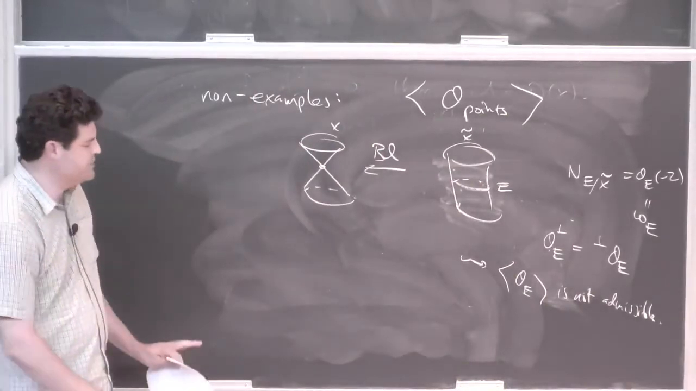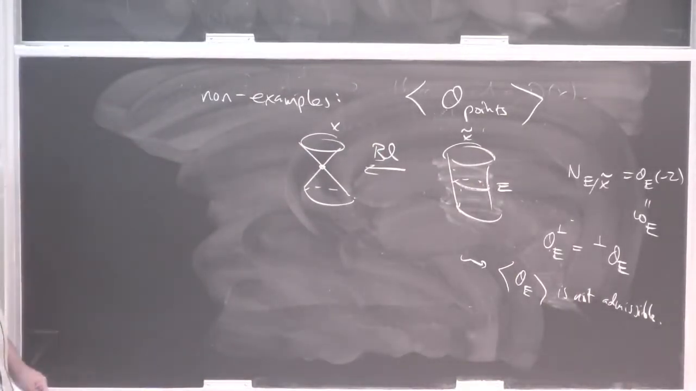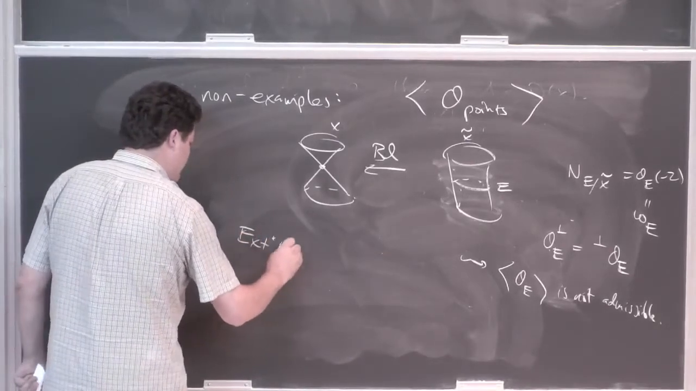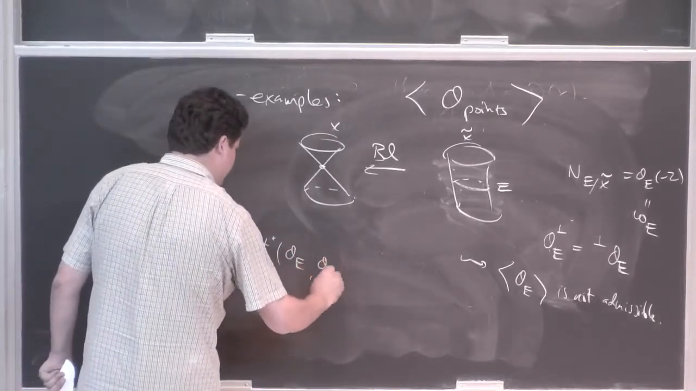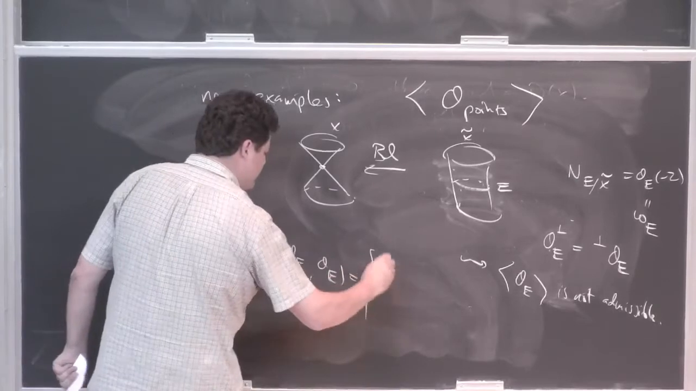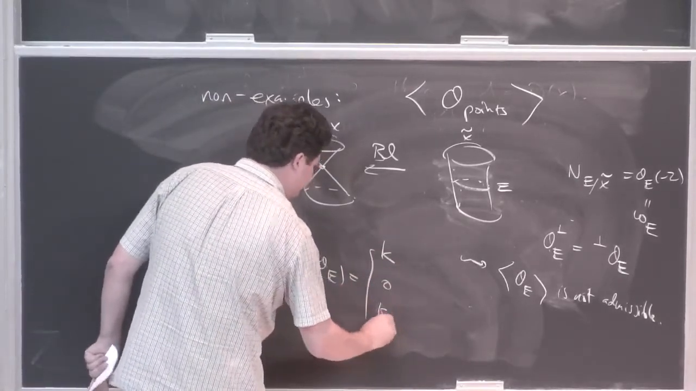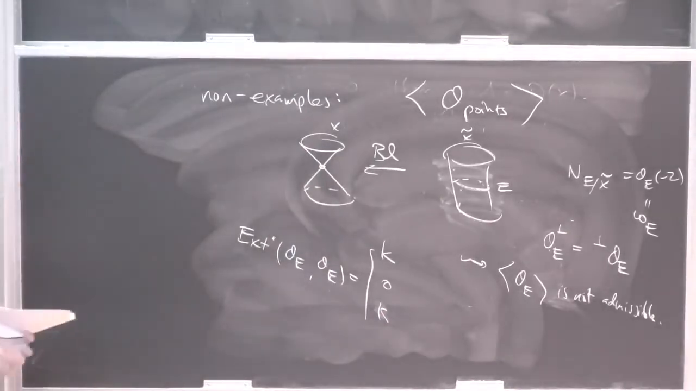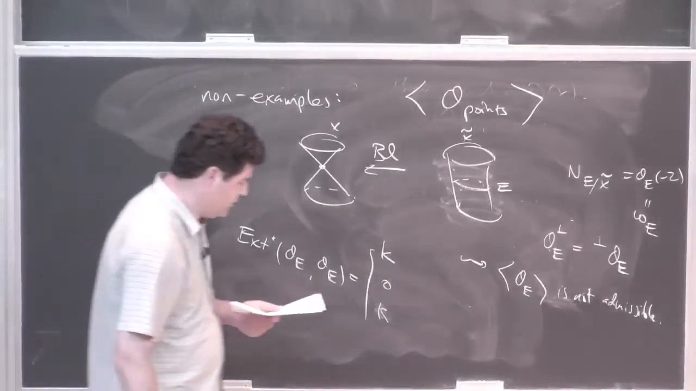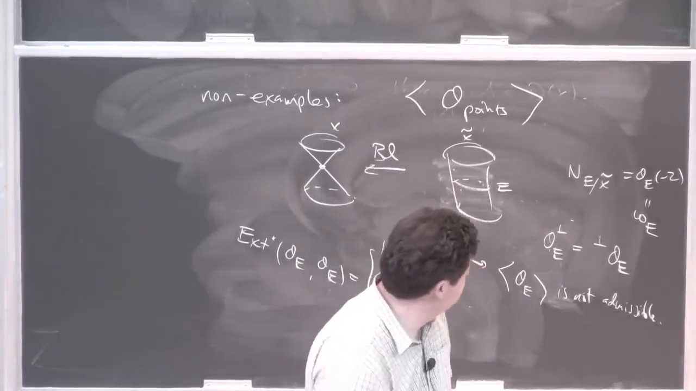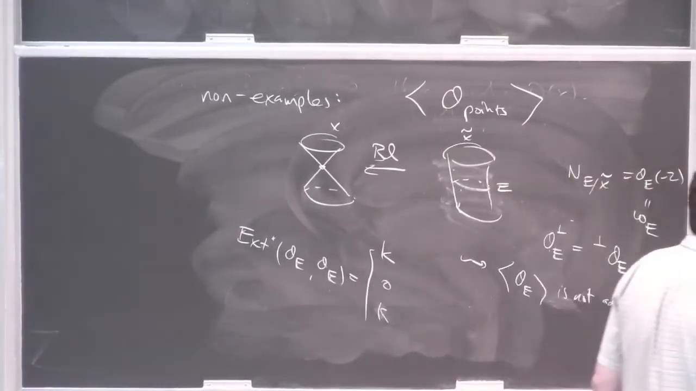And just to say the words, OE is, rather than an exceptional object, a spherical object. So the Ext algebra of OE with itself is K, 0, and K. So I'll return to this in a second and explain that a little more clearly.